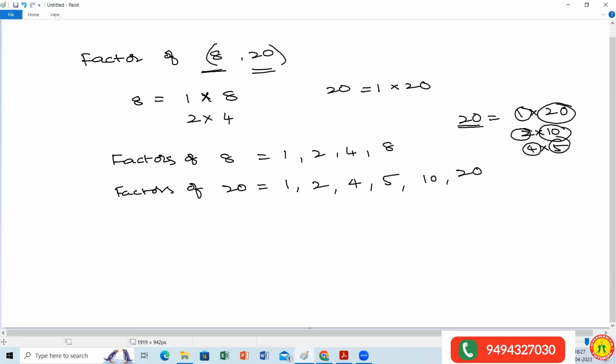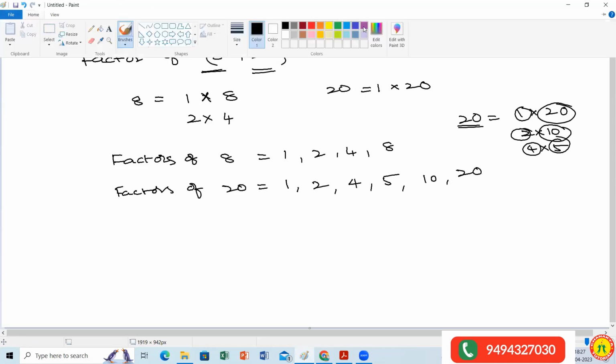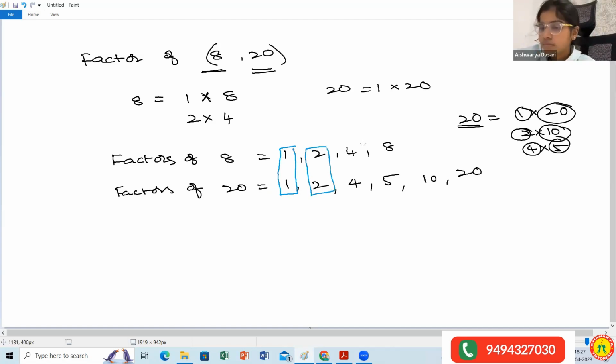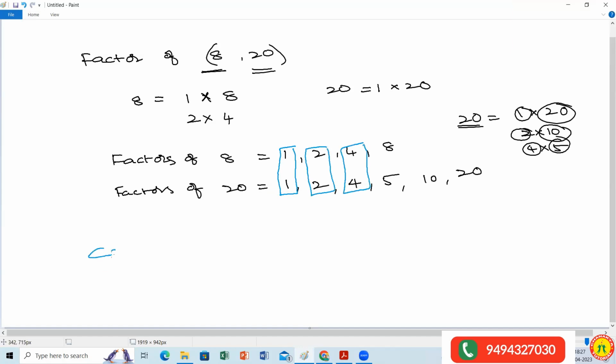These are the factors of 8 and 20. They are asking for common factors. Common means what is common among these two? We have to check. Common means it should appear in the factors of 8 and also in the factors of 20. What are the common ones here? 1, 2, 4.